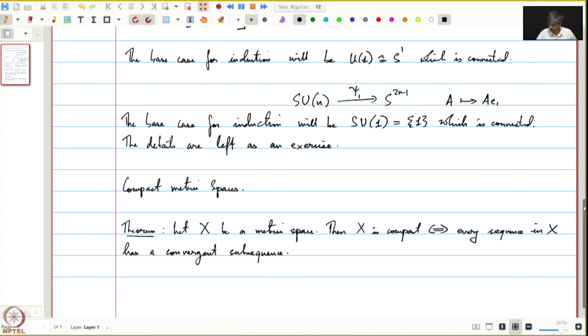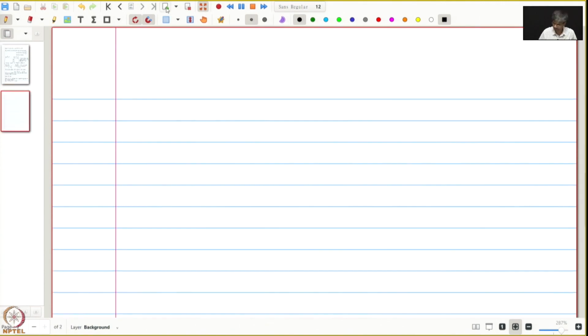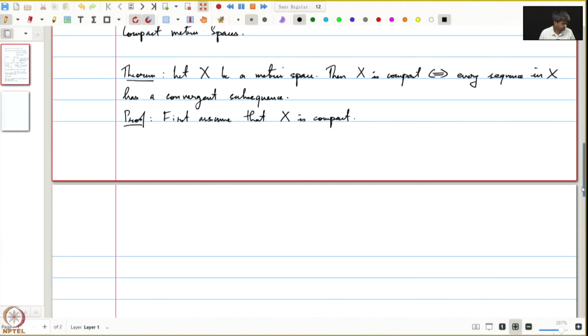So let us prove this. First, let us assume that X is compact, and suppose we are given a sequence x_n where n is greater than or equal to 1. So we are given a sequence of points, and we want to show that it has a convergent subsequence. So let S be this sequence in X.